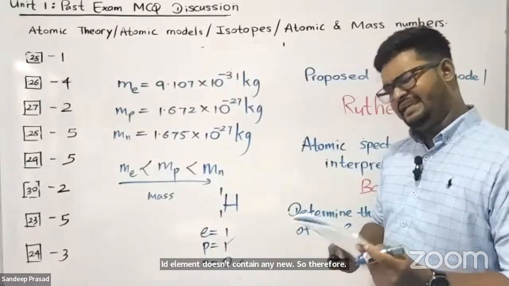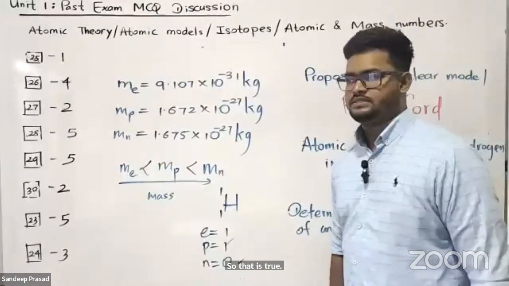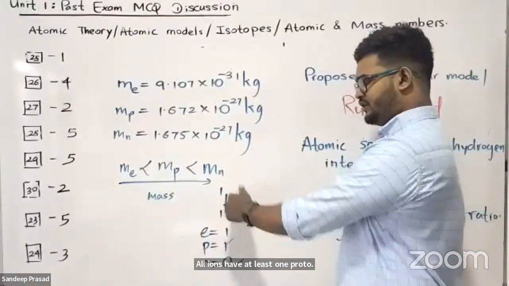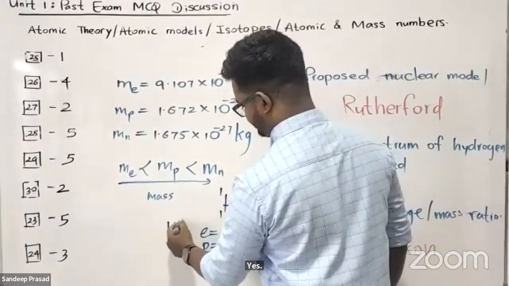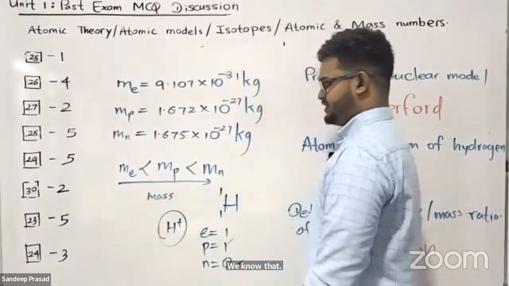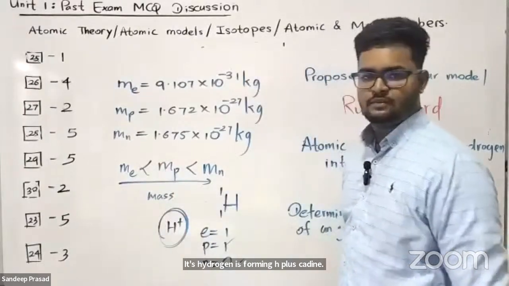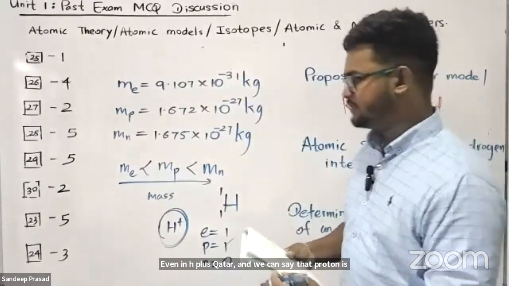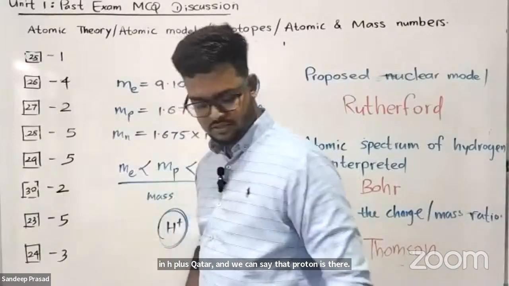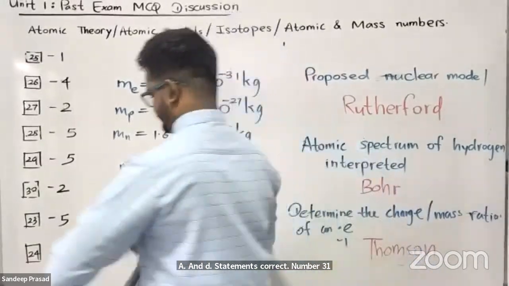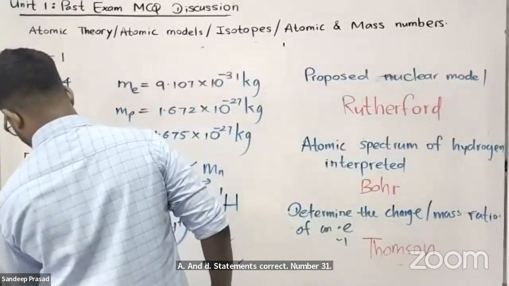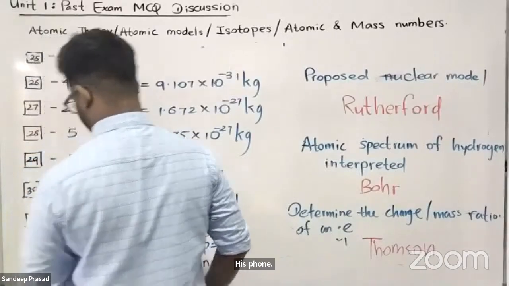All ions have at least one proton. Yes, we know that. Even when you consider H+ cation, hydrogen is forming H+ cation. Even in H+ cation, we can say that proton is there. A and D statements correct. Question number 31, answer is number 4.